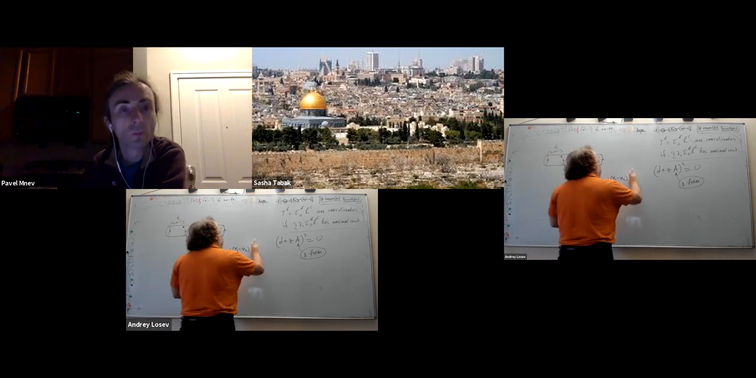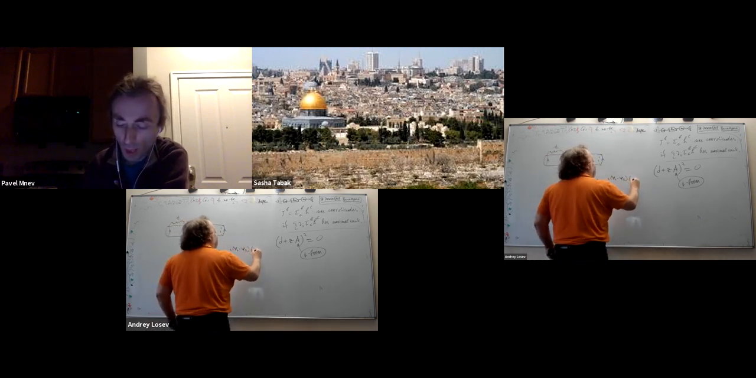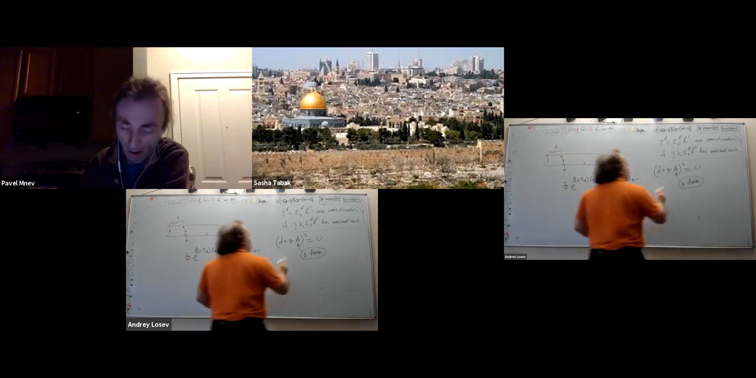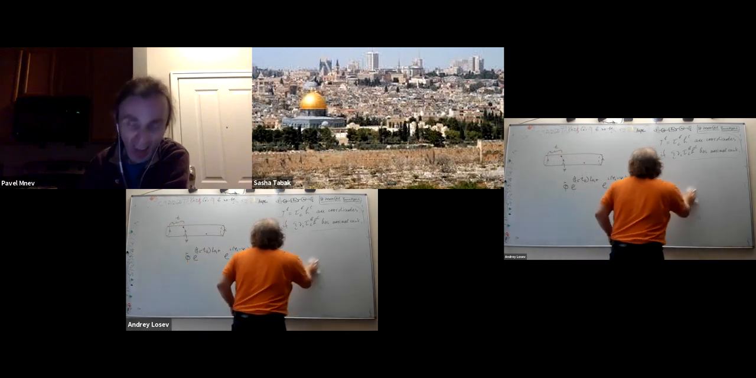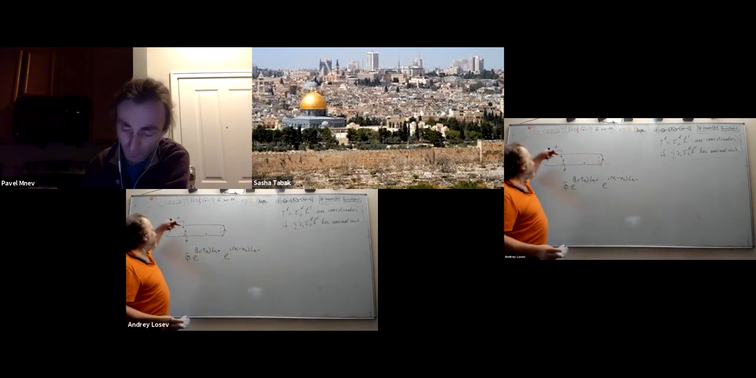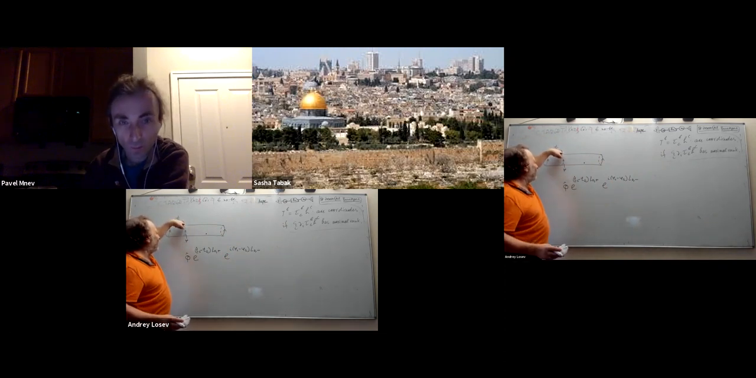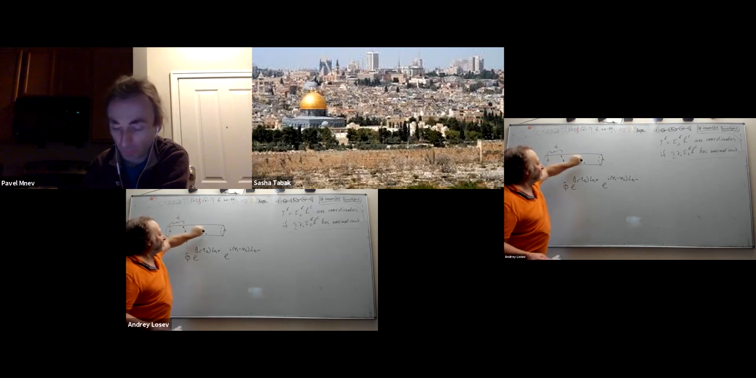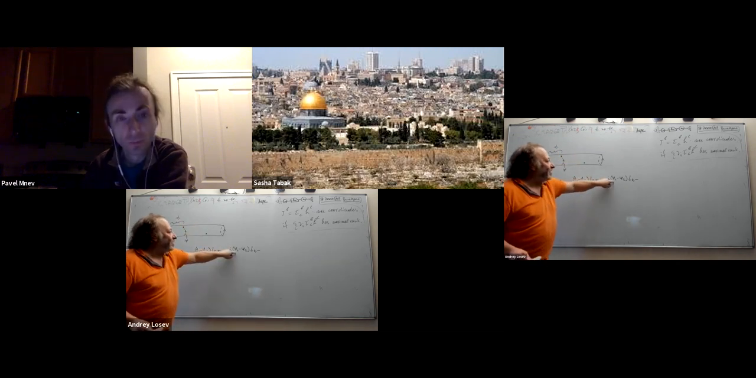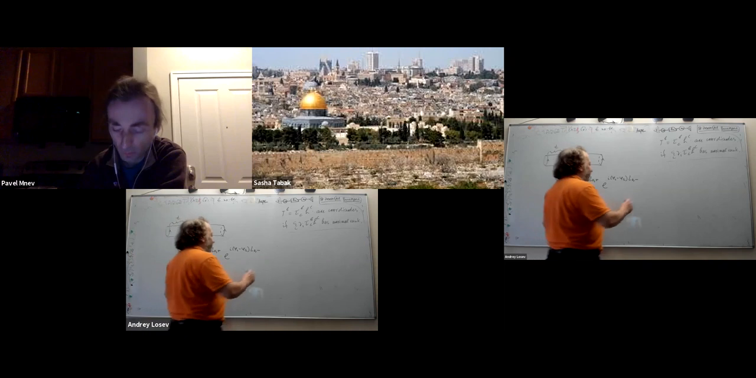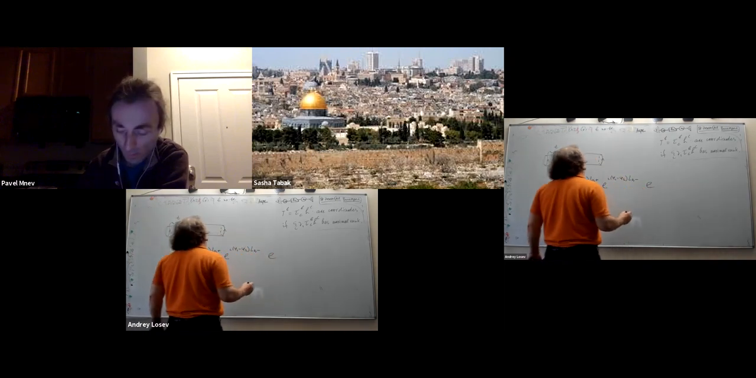L naught minus. So this is standard evolution. To go from one point to another point, you need to rotate and shift. This is for shift, this is for rotation. And there are also two other terms.